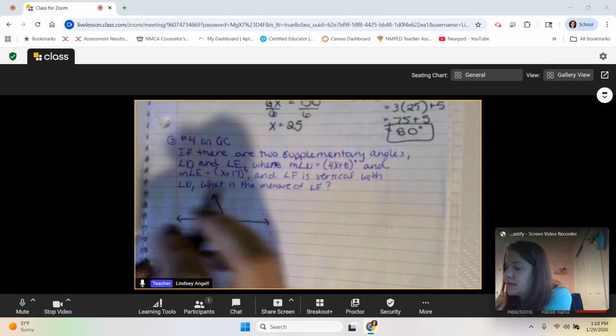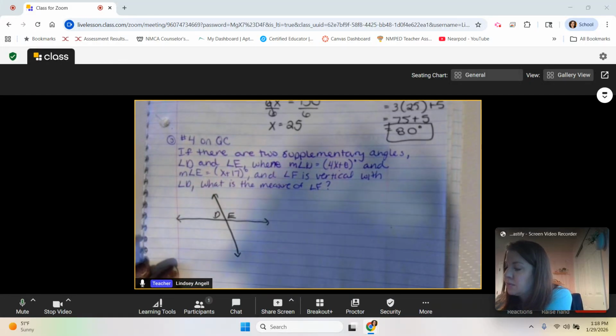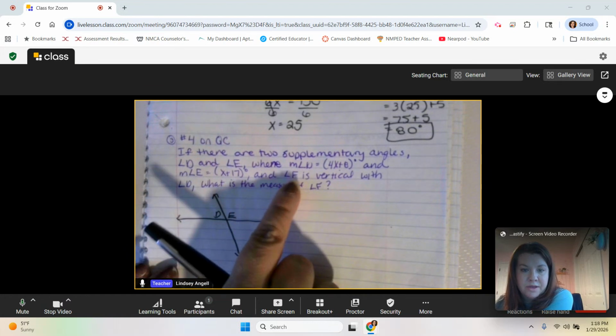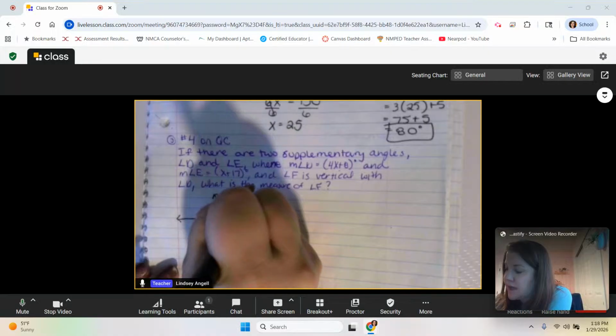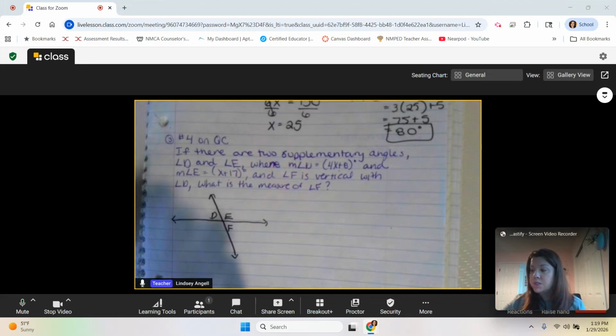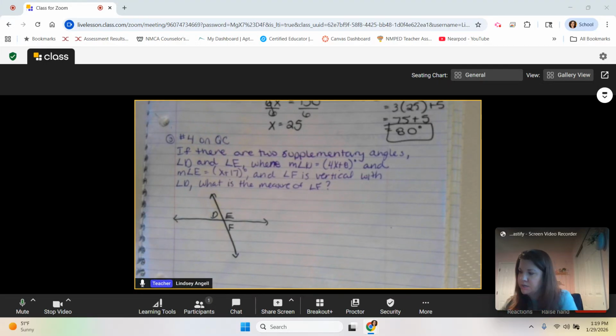But let's see, we know that D and E are supplementary, right? So they make a straight line. And then F is vertical with D, so here's angle F. Okay, well there's a couple things we know. One, supplementary angles add up to 180 degrees. Then we know that vertical angles, remember those are equal to each other. So once we find angle D, then F is equal to that. All right, so that's our strategy.